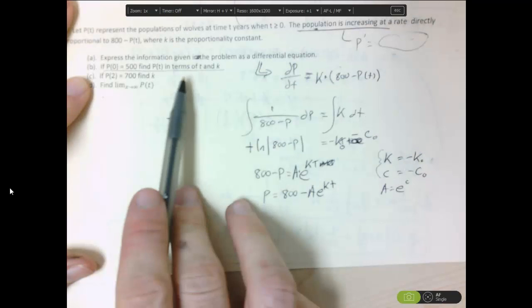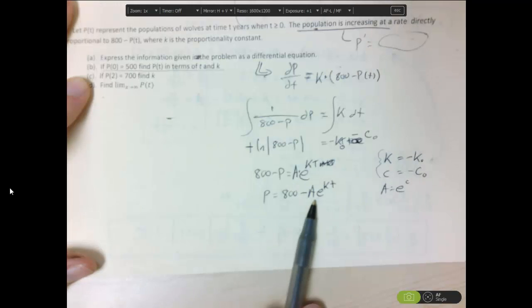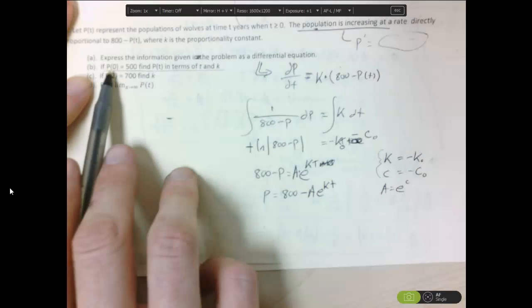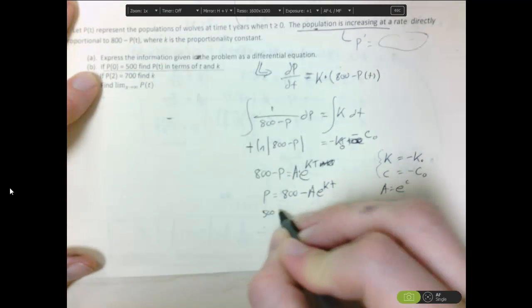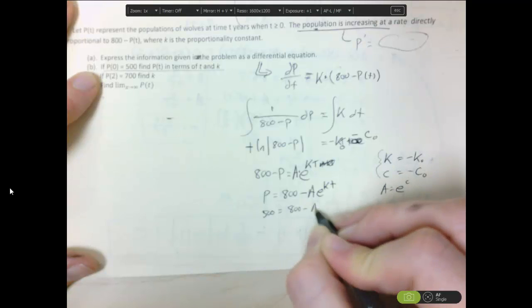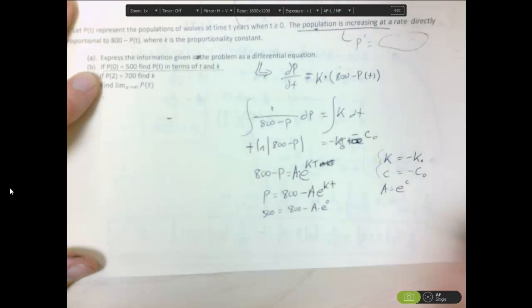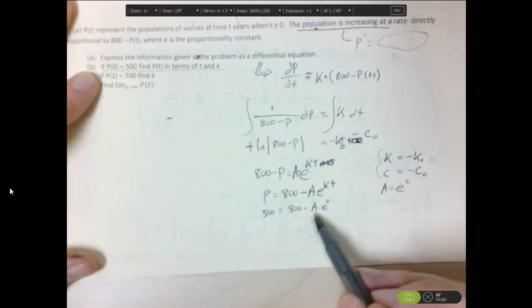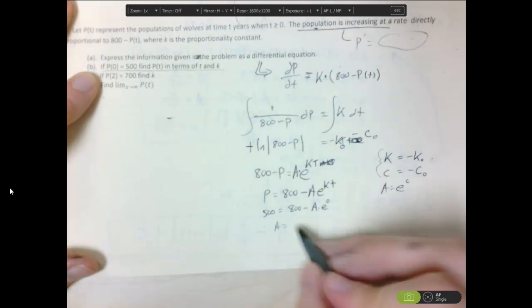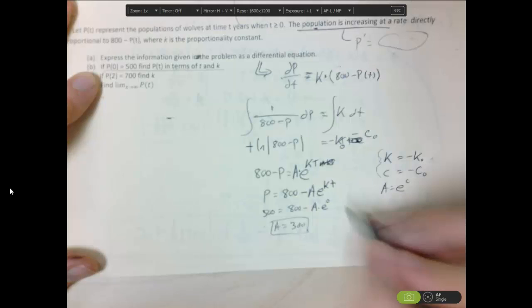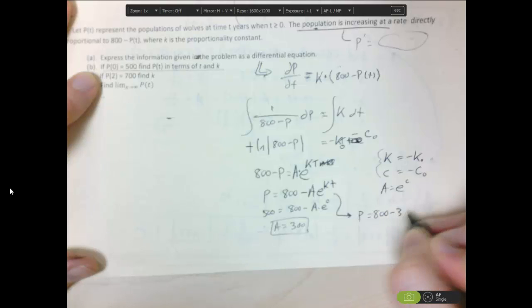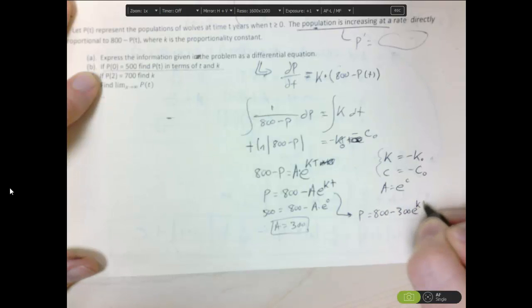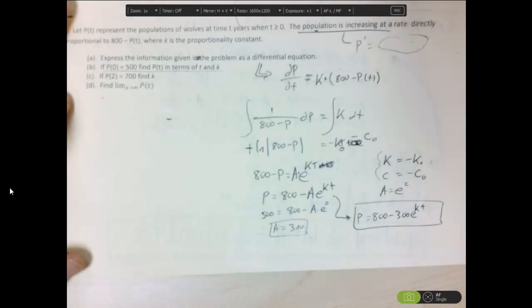But part B says just in terms of t and k, and here I still have this a value in here that I need to evaluate for. So let's plug in what we know. At time t equals 0, the population is 500. So 500 equals 800 minus a times e to the 0, which is 1. So that means a must be 800 minus 500, or 300. So that will finally let me rewrite this thing as p equals 800 minus 300 e to the kt. So that's the end of part B.